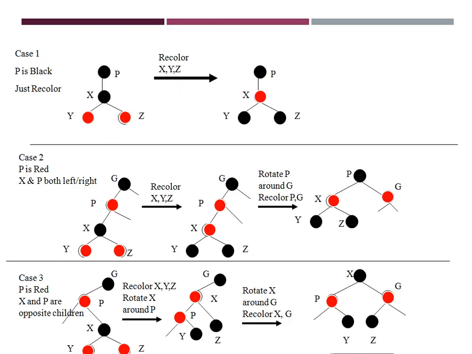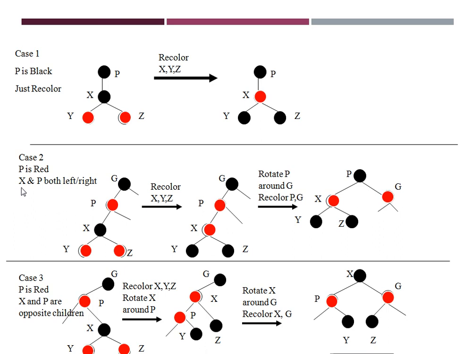I hope the concept is now clear to you. Here in one go I have shown all of the 3 cases. What is happening here in case 1? If P is black, just recolor it. We are just recoloring the X. If P is black, we are just recoloring the X, Y and Z as shown in this top figure.